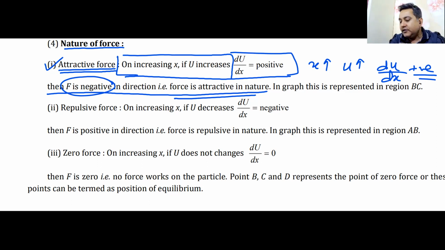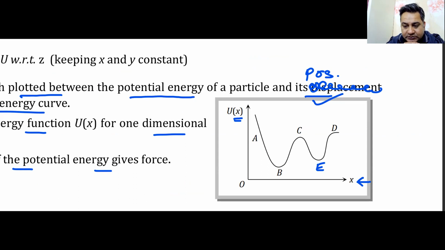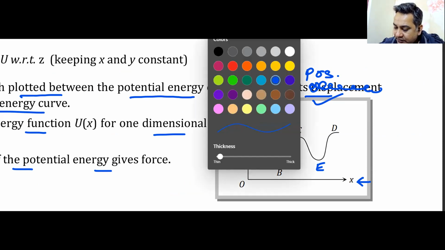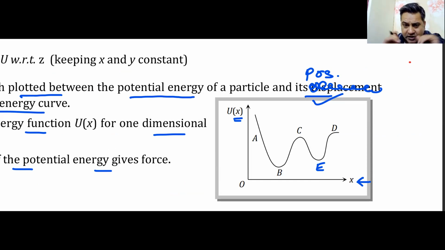Now what we are going to do is see on the graph where this portion lies. Can you tell me in which portion of the graph the force is attractive in nature? The graph is in front of you. It's also in your notebooks by now. Can you tell me in what region the force is attractive? I will mark it with red. So tell me, in which region is the force attractive? And how do you find it out? Wherever the slope is positive, force is negative and force is attractive. Which region do you find force attractive? Waiting for your answers.